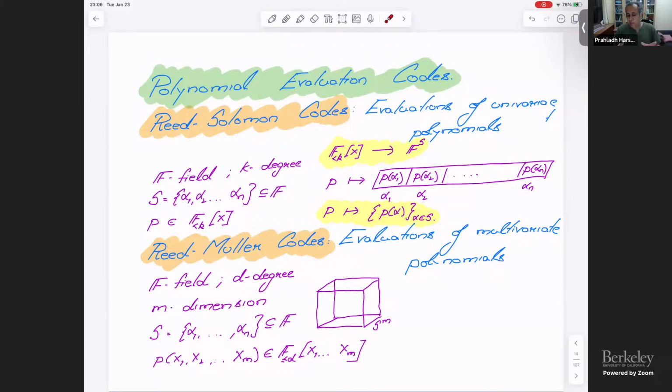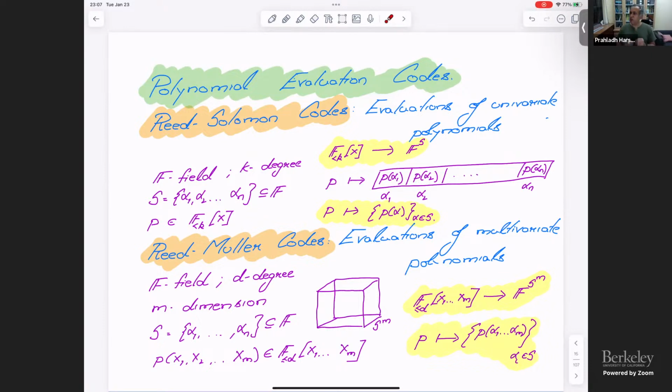S could be the entire field itself, but we are typically going to look at the evaluation of this multivariate polynomial on this grid whose sides are all denoted by this set of evaluation points S. And it's exactly the same thing. You take a multivariate polynomial of degree at most d, and you're going to spit out S to the M field symbols. And that's exactly this. You're going to write down the evaluation of the polynomial P at each of the points in this grid S to the M.